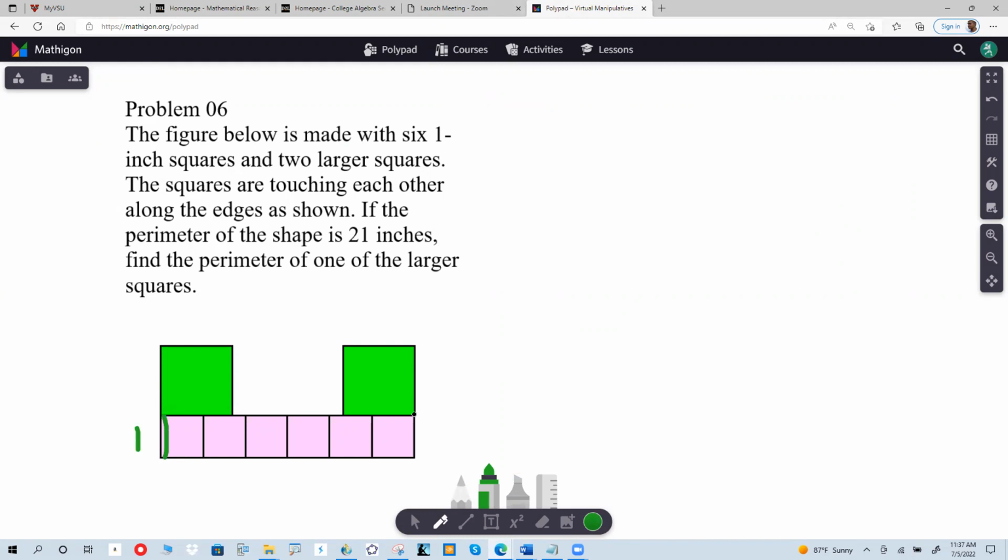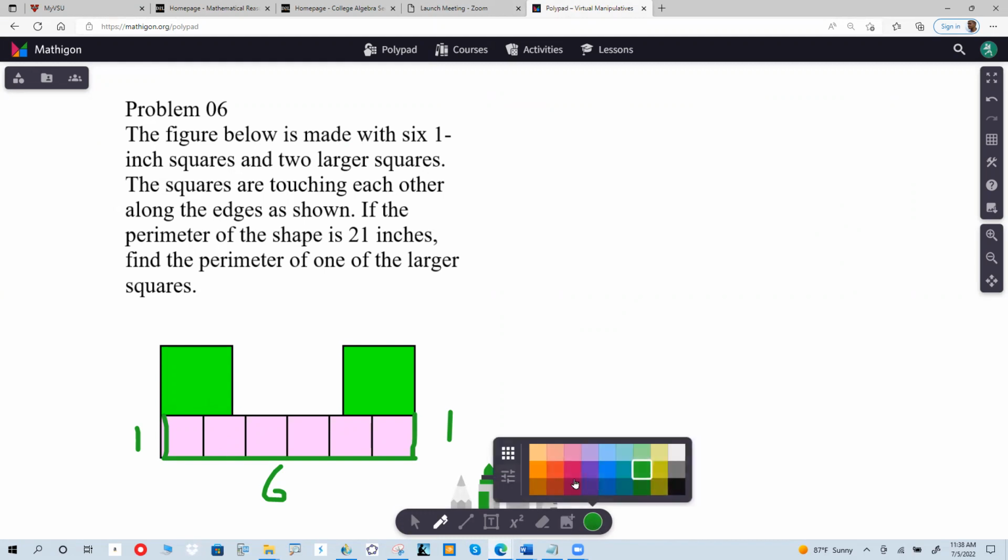1, this is 1 inch. That also means this has to be 6. Now, I don't know the relationship between the green squares and the pink squares. I really don't. But I do know one thing, guys, and this problem is a little tricky. This plus this has to be 6. Why?